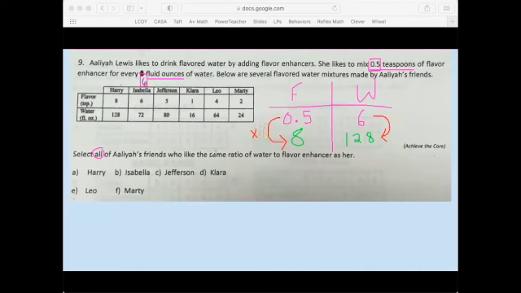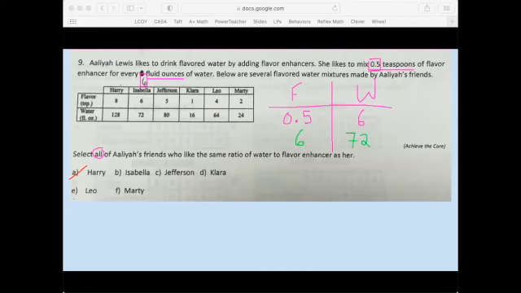So I'm going to erase all that. But what I'm also going to do is cross out Harry. So that means the ratio that Aaliyah has, which is half to 6, is not equivalent to 8 to 128. Let's go ahead and take a look at the next ratio. Let me change the color. 6 to 72.